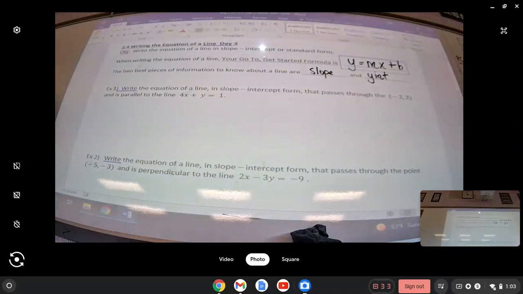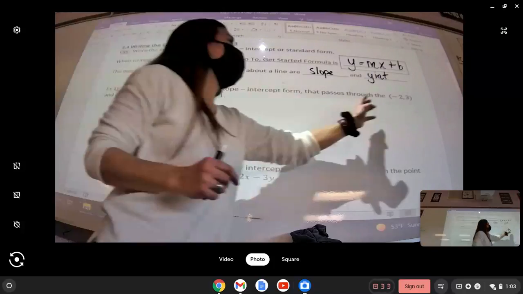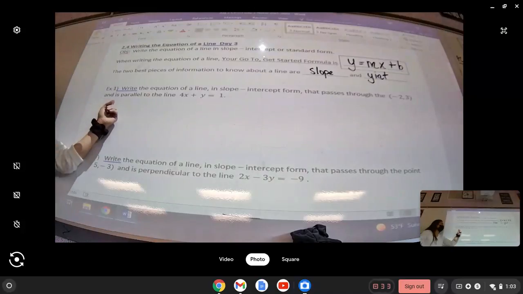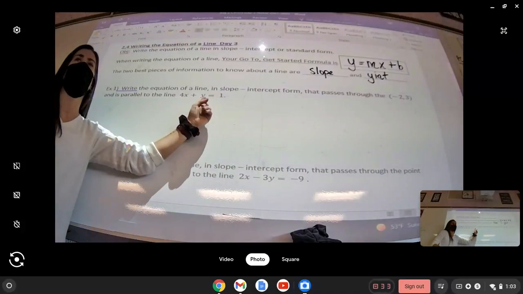All right, here we go. Look at example 1. I'm just going to warn you, these problems are a little long, but we know all the parts. We just have to put all these parts together. This one says, write the equation of a line in slope-intercept form. That's great. We don't have to leave it in standard. We get to stay in y equals mx plus b. Our line has to pass through that point, and our line is parallel to that line right there.